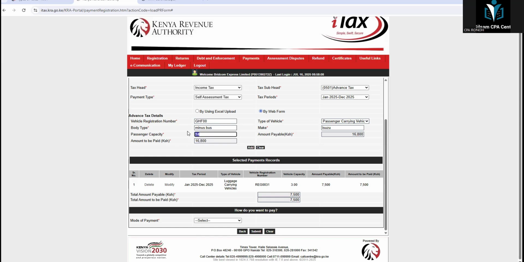And then what about if you put 1? You can see, if you put 1 passenger capacity, then it will have the set limit of 5,000. But they charge 1,200 per capacity. So those are some of the theories and the principles which you need to understand.